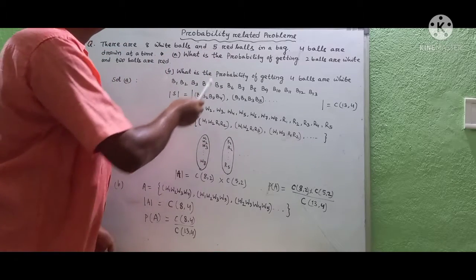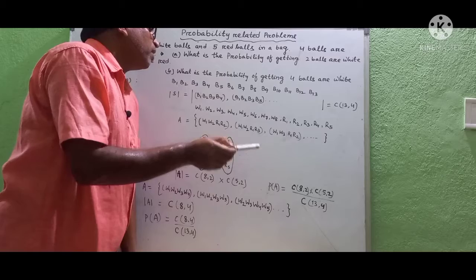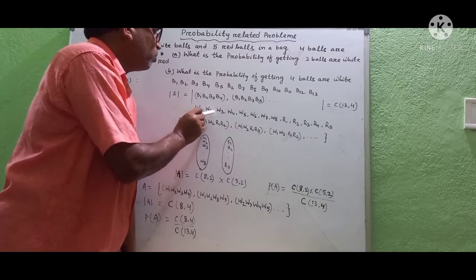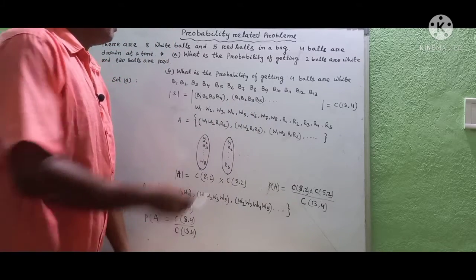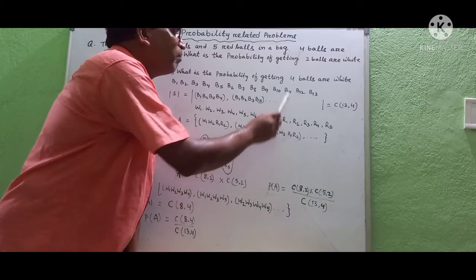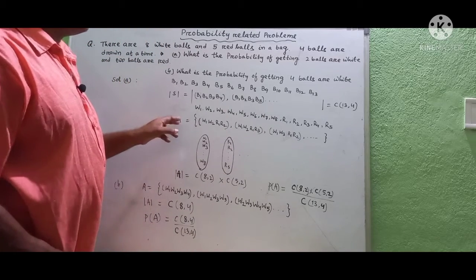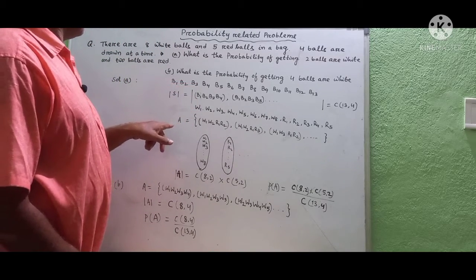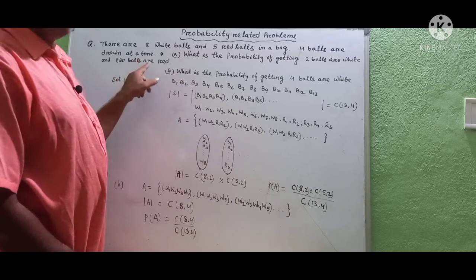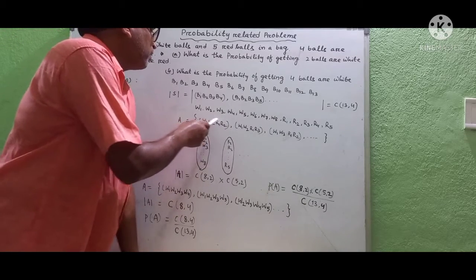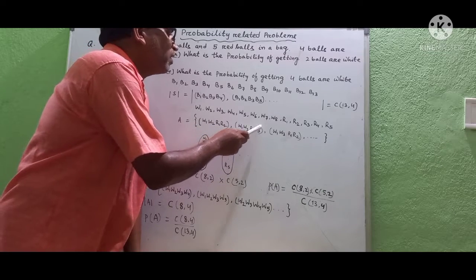Then come to the question. You see, there are 8 white balls. Name the white balls like this: W1, W2, W3, W4, W5, W6, W7, W8. Now you see 5 red balls. Name the red balls like this: R1, R2, R3, R4, R5. You will have to take 2 white balls and 2 red balls. The groups will be like this: W1, W2, R1, R2, W1, W2, R1, R3, like this.